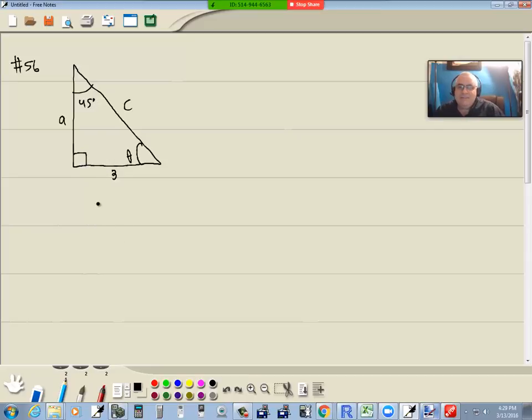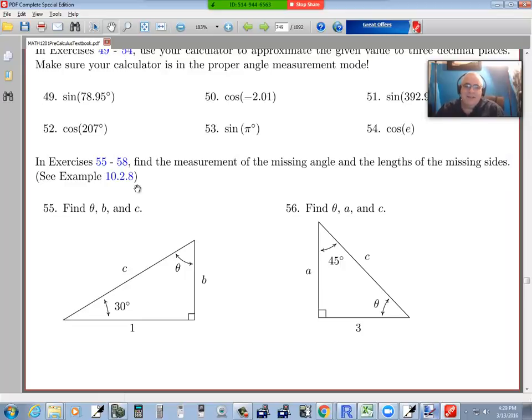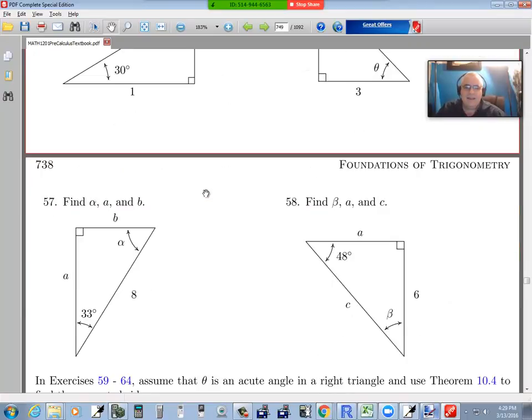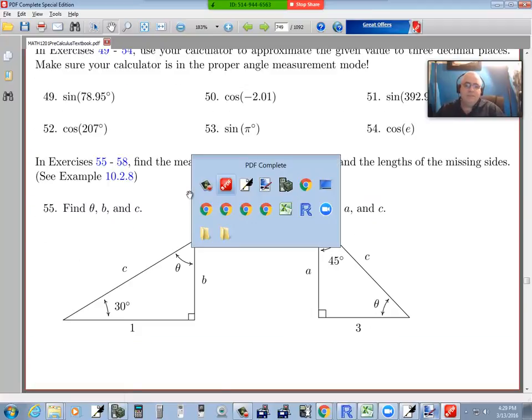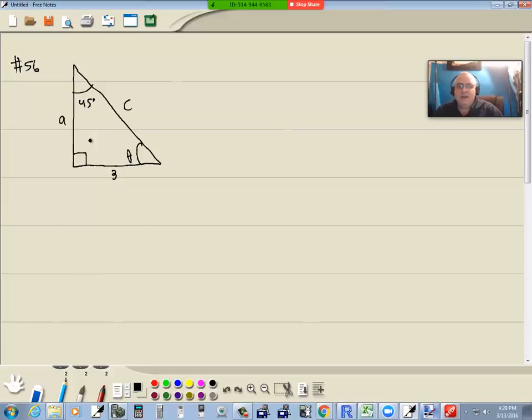Now, you might think you have to use a bunch of formulas on this, and on some of these you would. But this one, I know that all the angles add up to 180 degrees inside, and this sharp corner right here is 90 degrees. So if this is 45 degrees, then theta has to be 45 degrees. Now this side is 3, and if this angle is 45 degrees and this angle is 45 degrees, then this side is the same distance as this side, which means that A is equal to 3.